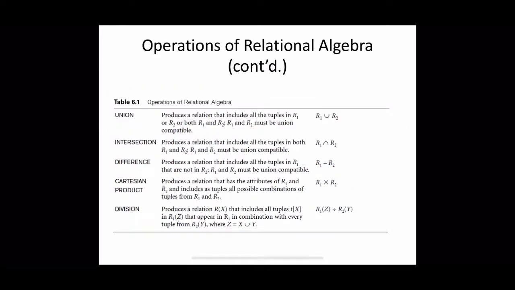We have another operation called division. Division produces a relation R(X) that includes all tuples t in R1(Z) that appear in R1 in combination with every tuple from R2(Y), where Z is equal to X union Y. We can see this division operation with an example.